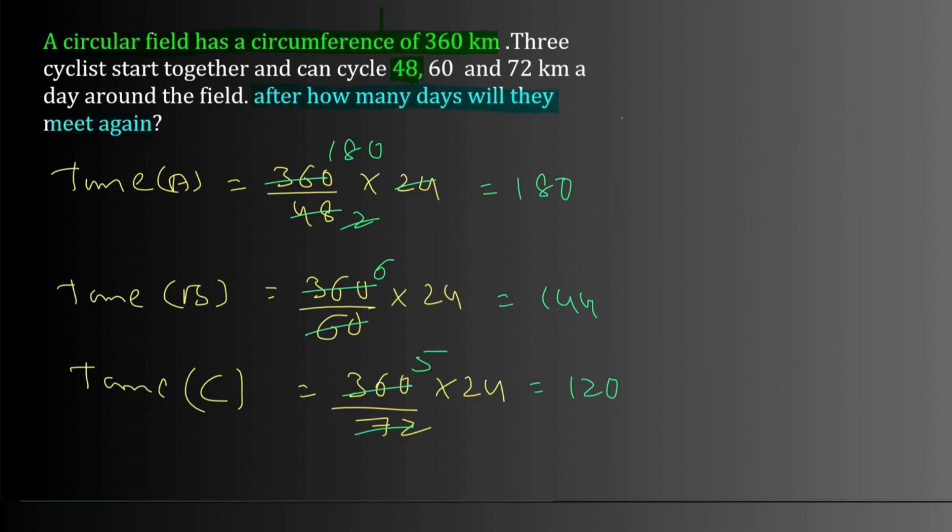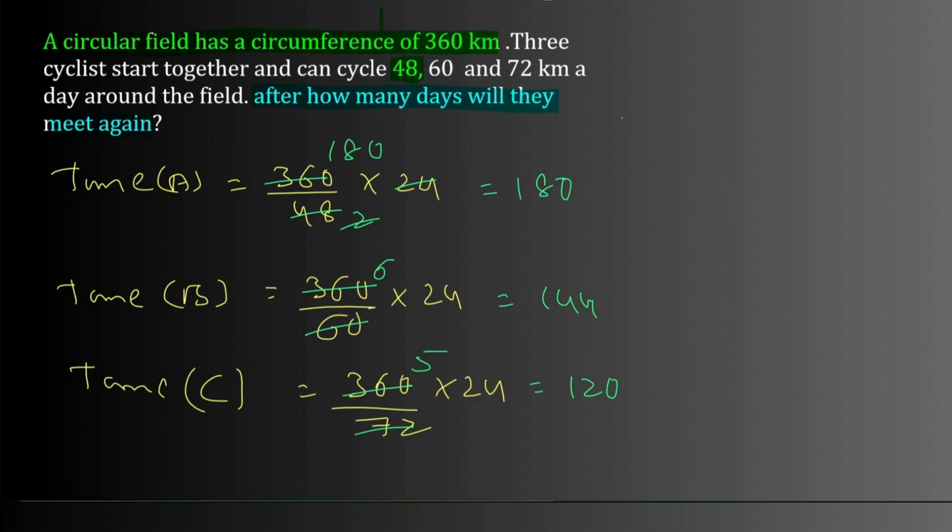So we can see that the first person will come to the starting point in multiples of 180, the second in multiples of 144, and the third in multiples of 120. So we have to find the common multiples, and to get the common multiples, clearly we'll be finding their LCM. So let's find their LCM, and we are going to use prime factorization in this case.